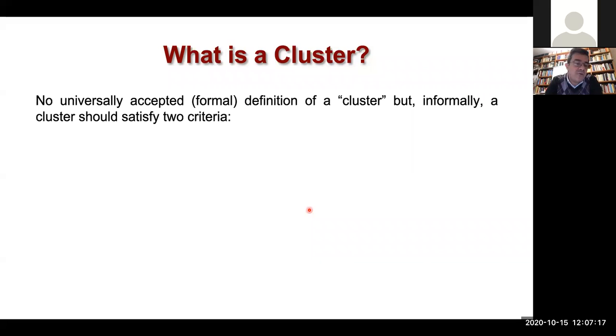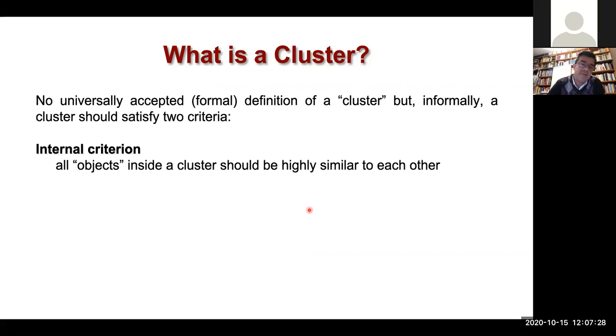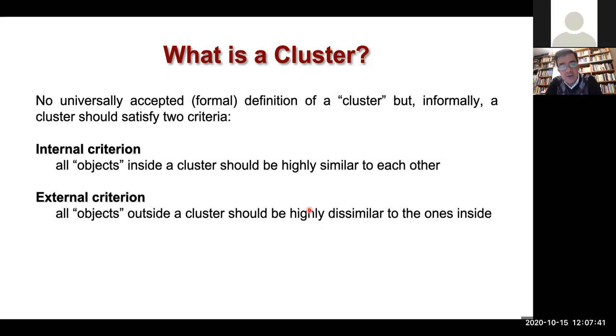There is no universally accepted formal definition of a cluster. This is, of course, an ill-posed problem, but informally, everyone would agree that a cluster should satisfy the following two criteria. An internal criterion, which basically says that all the objects inside the cluster should be highly similar to each other. But this is not enough, because we also need an external criterion, which says that all the objects outside the cluster should be highly dissimilar to the ones inside.